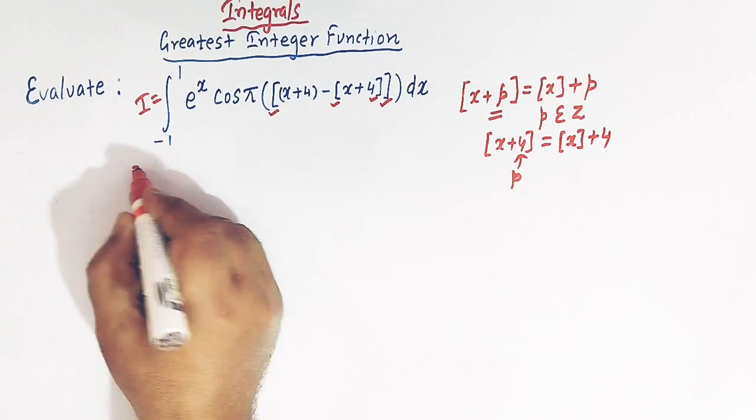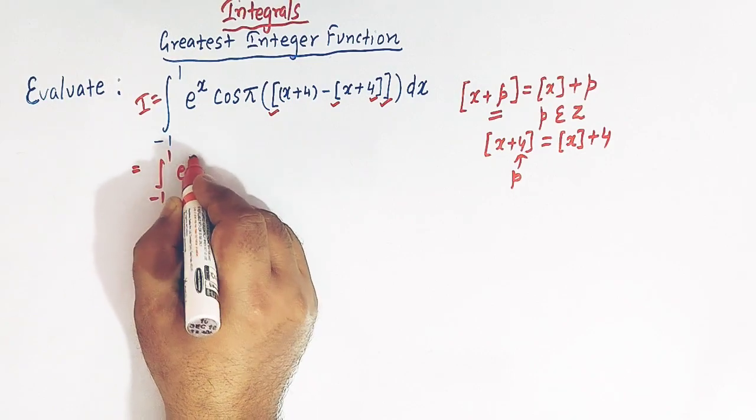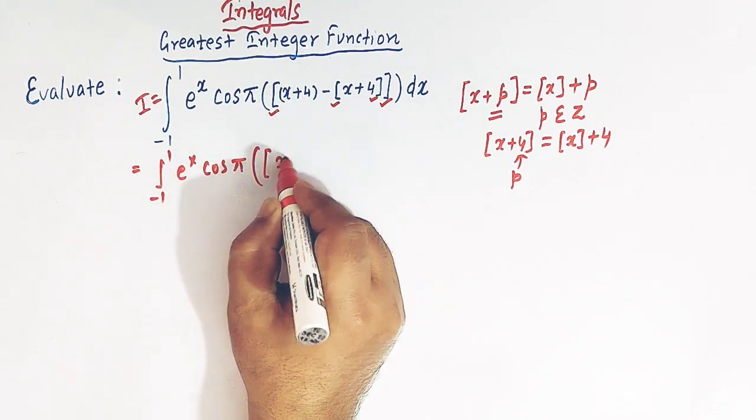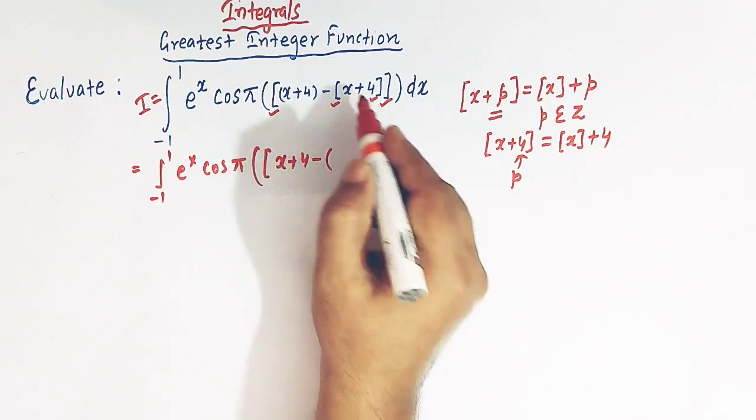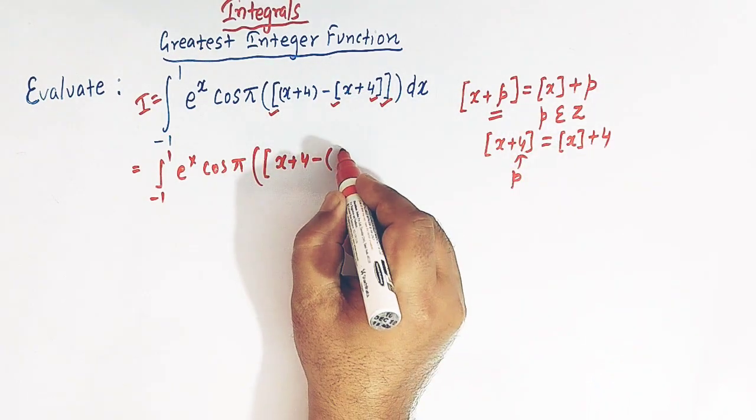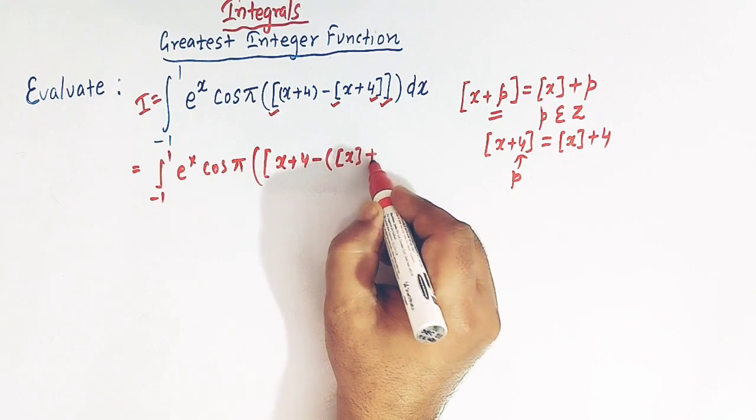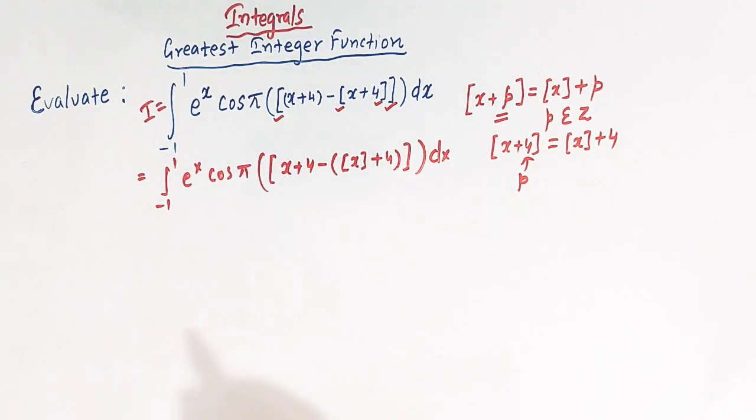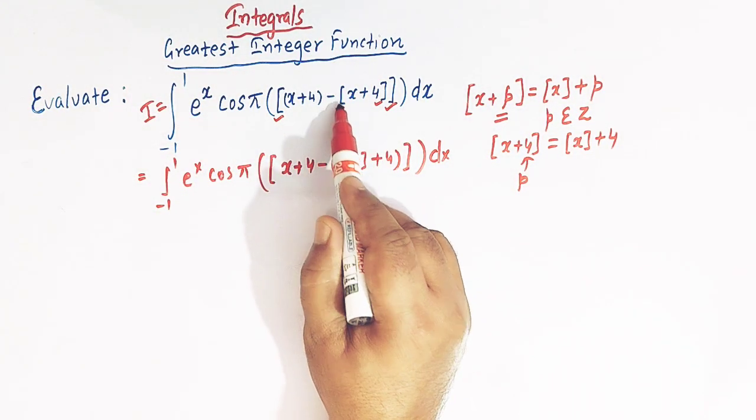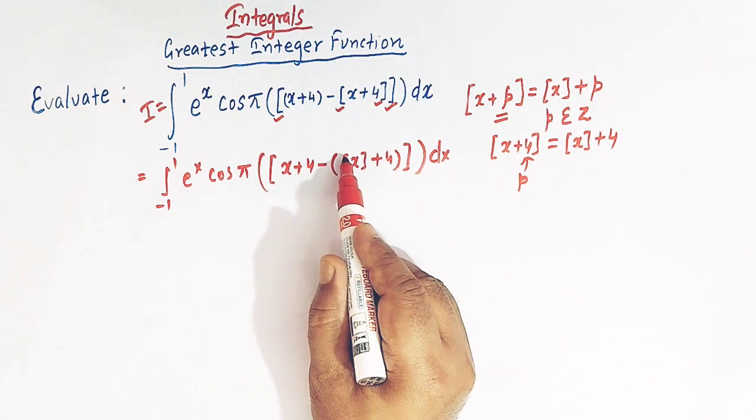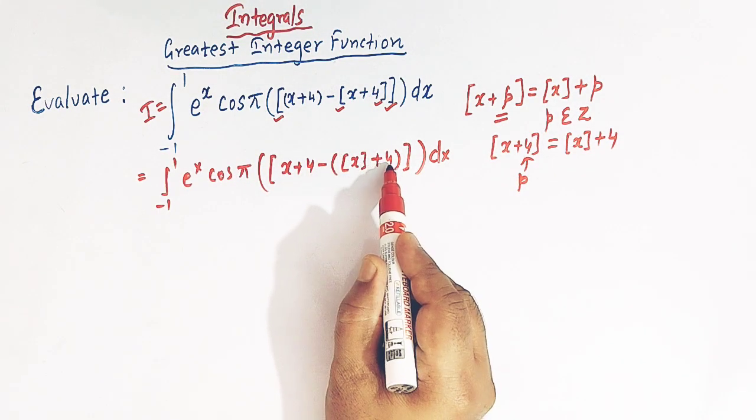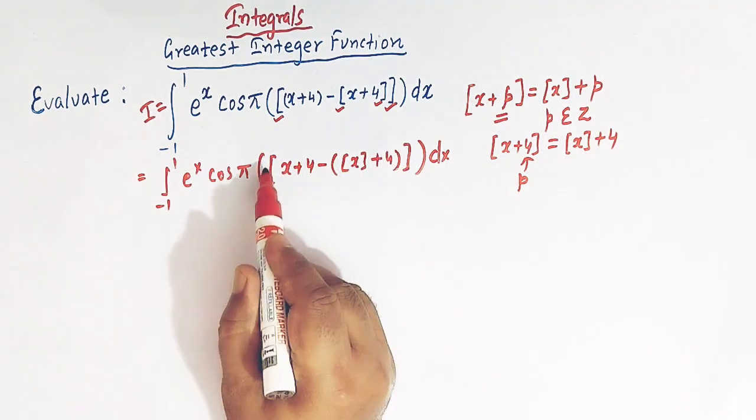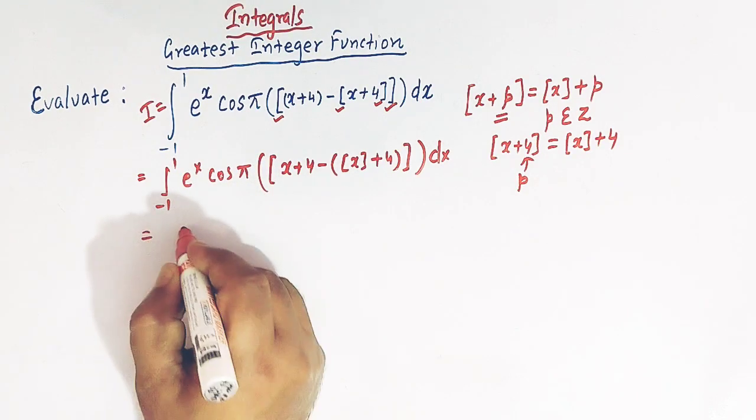So now this integral can be written as -1 to 1 e raised to x cos pi, and here we have greatest integer of x plus 4 minus, and the greatest integer of x plus 4 can be written as 4 plus greatest integer of x. So now we have the value of greatest integer of x plus 4 as 4 plus greatest integer of x. And here we still have one symbol for the greatest integer function, so let us simplify it.